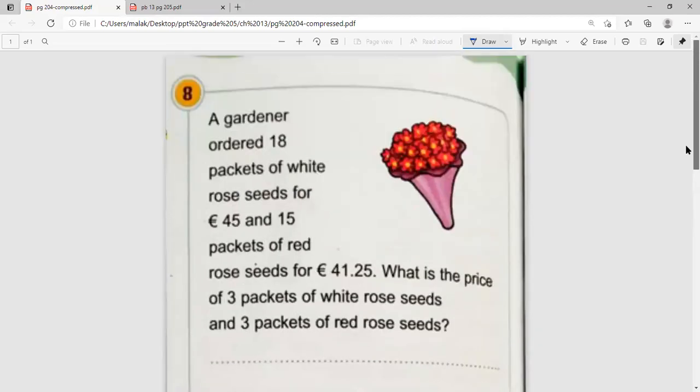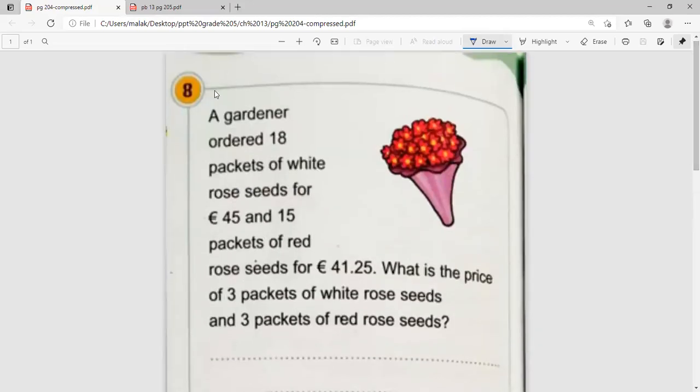I opened. 204 problem 8. In any problem, we distinguish between multiplication and division. In multiplication, if we are repeating the same number several times, we have to multiply. In division, if we are distributing, we are splitting, we have to divide.